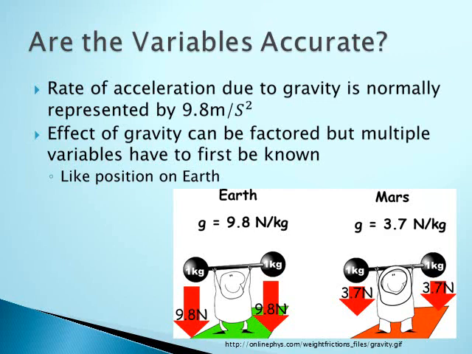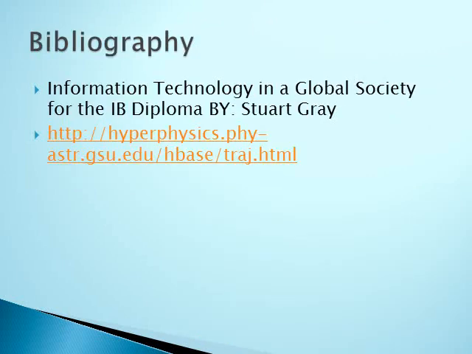Are the variables accurate? The rate of acceleration due to gravity is normally represented by 9.8. The effects of gravity can be factored by multiple variables, but they first have to be known, like their position on Earth. And here's my bibliography.